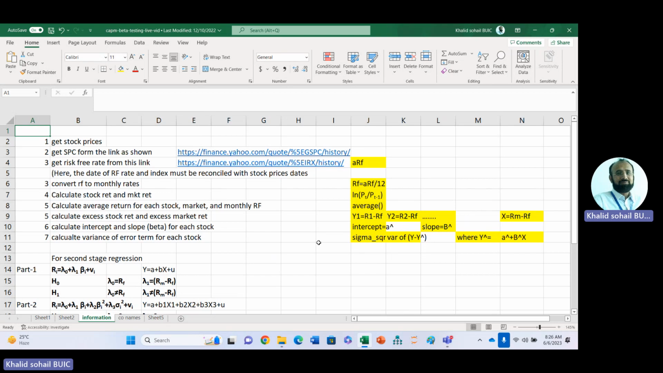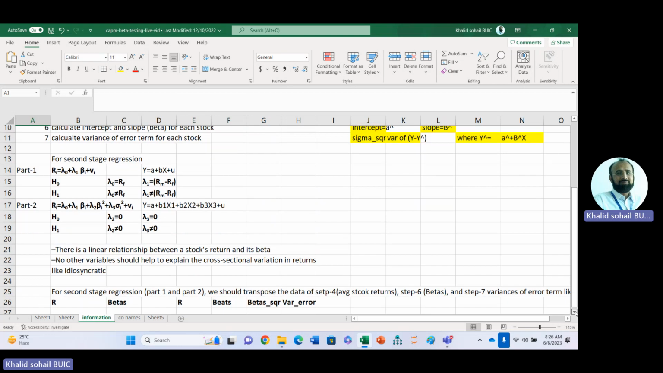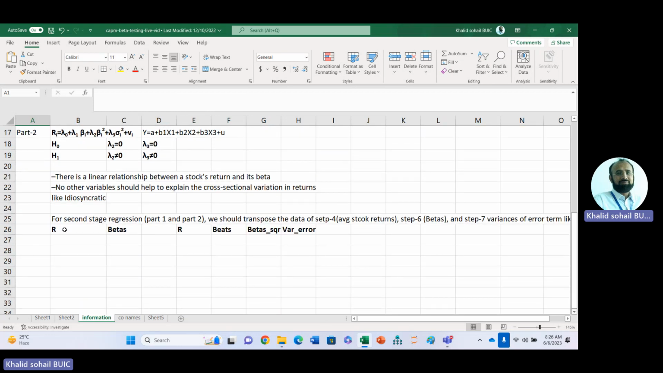So after completing the data, we should have the data like average returns of 100 companies, then beta of 100 companies, like I'm showing you. We should have the data like R, the average returns of 100 companies, and beta, the systematic risk of 100 companies.